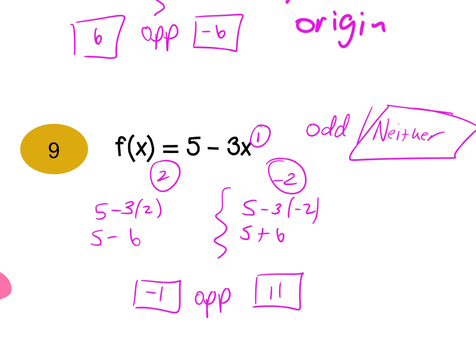Does it have symmetry to anything? No, no symmetry. Does that make sense, guys? You are welcome to use negative x if you want, and then compare to the original, see if they're exactly opposite or exactly the same. I just find that to be a little more difficult. It's easier to look at two numbers and say, oh yeah, those are the same.